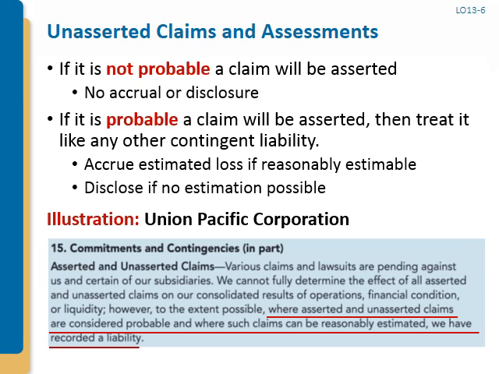As described in a December 31st, 2013 disclosure note, see the above illustration, Union Pacific concluded that some unasserted claims met the criteria for accrual under its two-step decision process.